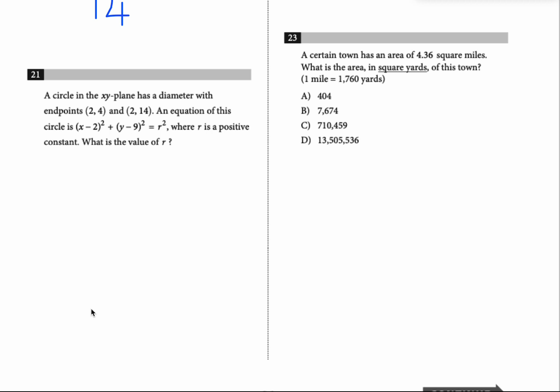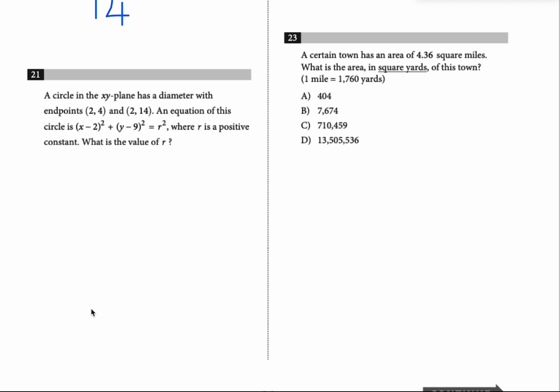Today, the problem that we're going to be looking at, the digital SAT math problem of the day, is question number 21. The question asks: a circle in the xy-plane has a diameter with endpoints (2, 4) and (2, 14). An equation of this circle is (x minus 2) squared plus (y minus 9) squared is equal to r squared, where r is a positive constant. What is the value of r?